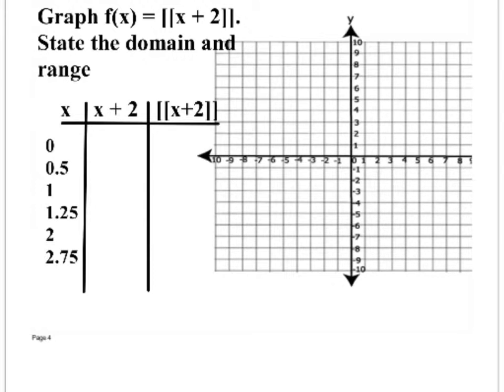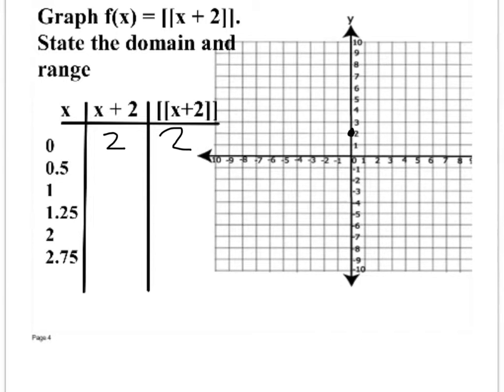This is the greatest integer function of x plus 2. Okay? So if my x is 0, what's 0 plus 2? 2. What's the greatest integer of 2? 2. So let's graph that. If my x is 0, what's my y coordinate? Is this a closed dot or open dot? Closed because it includes it, right?